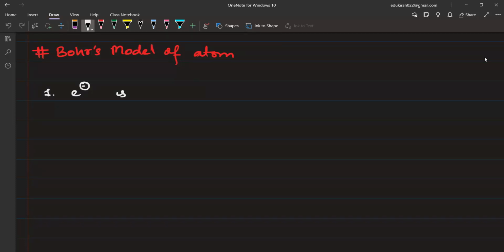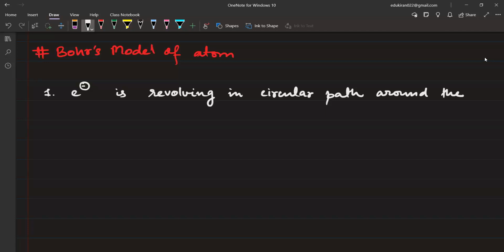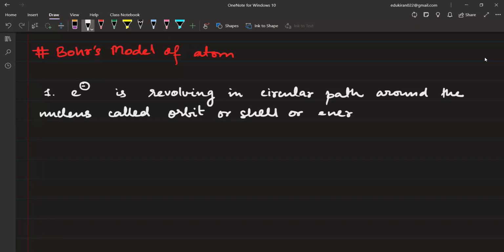Electron is revolving in circular path around the nucleus called orbit or shell or energy level. अच्छा, energy level क्यों कहा उसने?